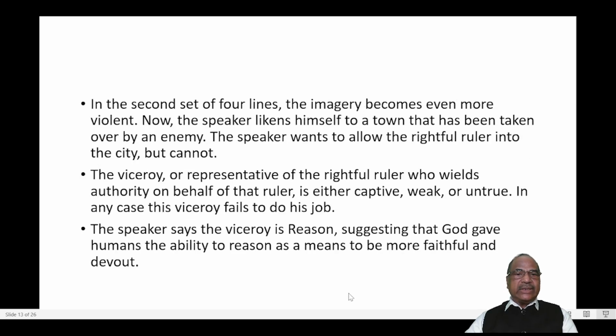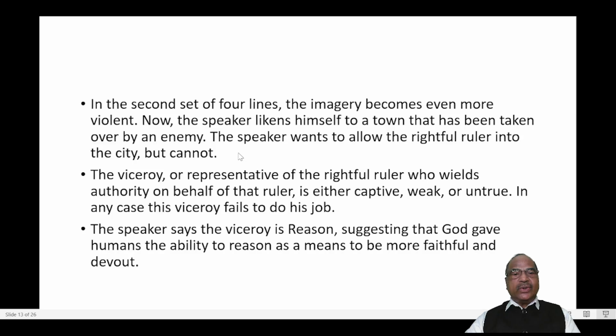In the second set of 4 lines, the imagery becomes even more violent. Now the speaker likens himself to a town that has been taken over by an enemy, a usurped town. That means a town is conquered. The speaker wants to allow the rightful ruler into the city but cannot. When a city is conquered by an enemy force, they will install a ruler. Here the ruler is known as the viceroy.